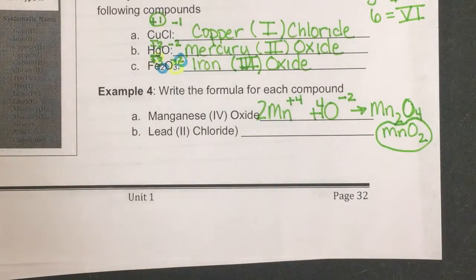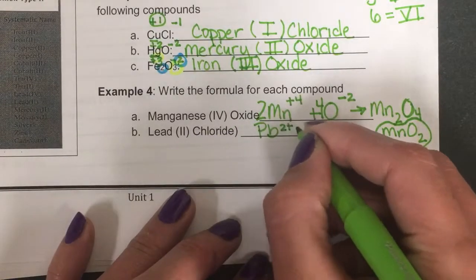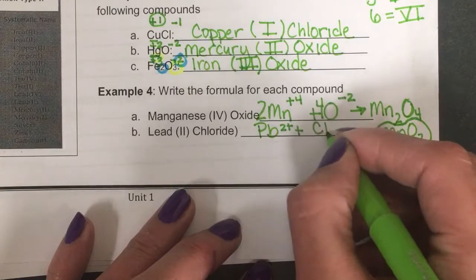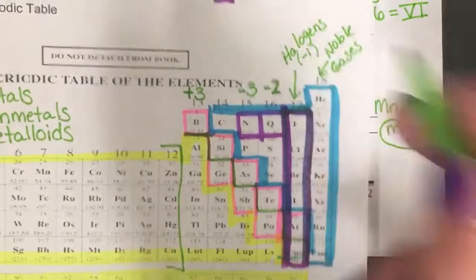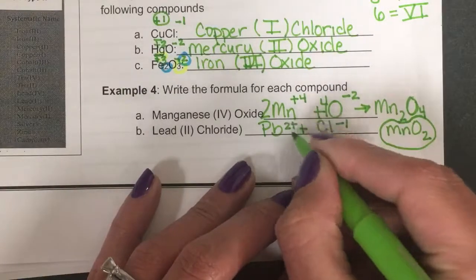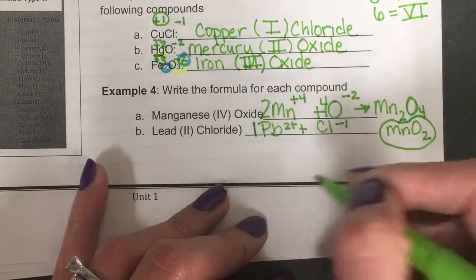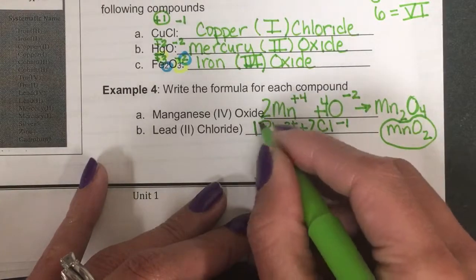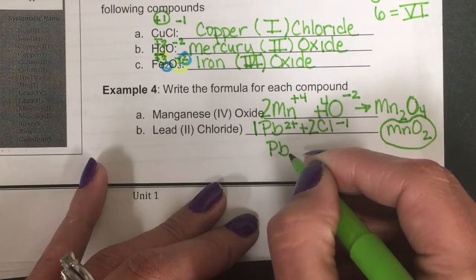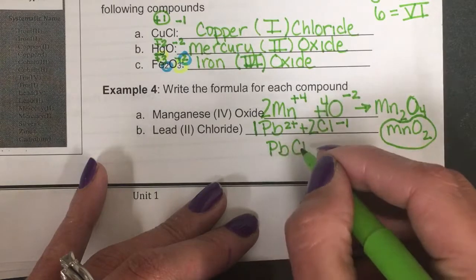Okay? Same thing with lead 2 chloride. Again, they tell me that I've got lead with a +2 charge. I've got chloride, which is chlorine. If I look on my periodic table, chlorine is always a -1. 2 and 1, because my charges don't match, I switch them. I bring the 1 over by Pb. I bring the 2 over by Cl. So I've got Pb. I only need one of them. I can write the subscript, or I can leave it off. Cl. This time I have 2 of them, so it's PbCl2.